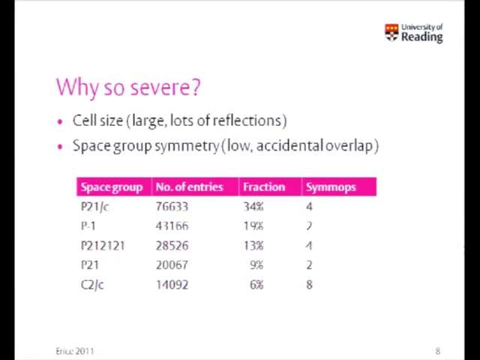So why exactly is it so severe? Well, it's really a function of cell size. Organic molecules come in all shapes and sizes, but they can be very large. I guess in the limit, they can go up to proteins. So de facto, you have a lot of reflections, and the space group symmetry is relatively low, so the chances of accidental reflection overlap as opposed to systematic are relatively high.